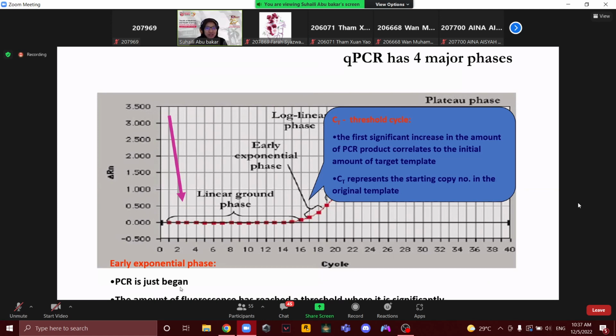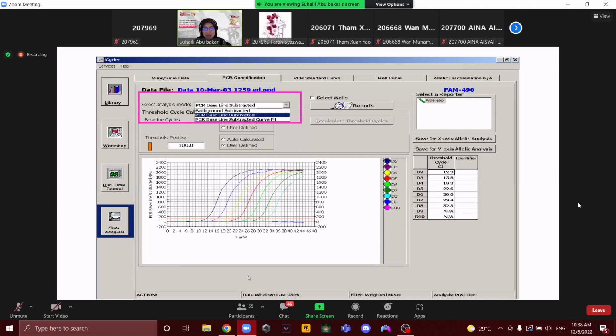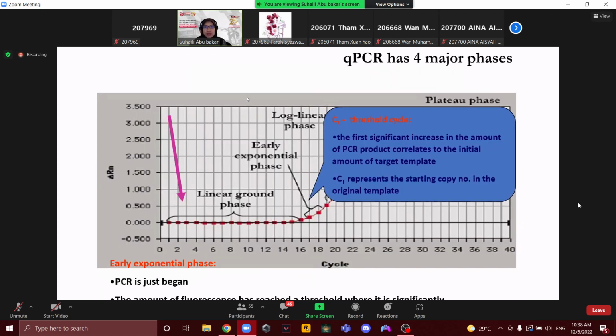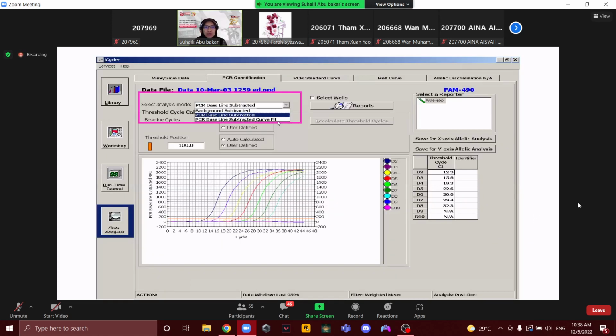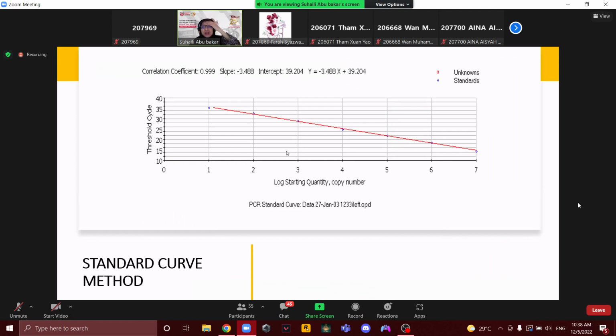And then early exponential, PCR just began at the same time. The amount of fluorescence has reached a threshold where it is significantly higher than background, usually 10 times the standard deviation of the baseline. So this is an example of the software only. Different companies may have different software. You can see different samples have different graphs, different exponential, right?